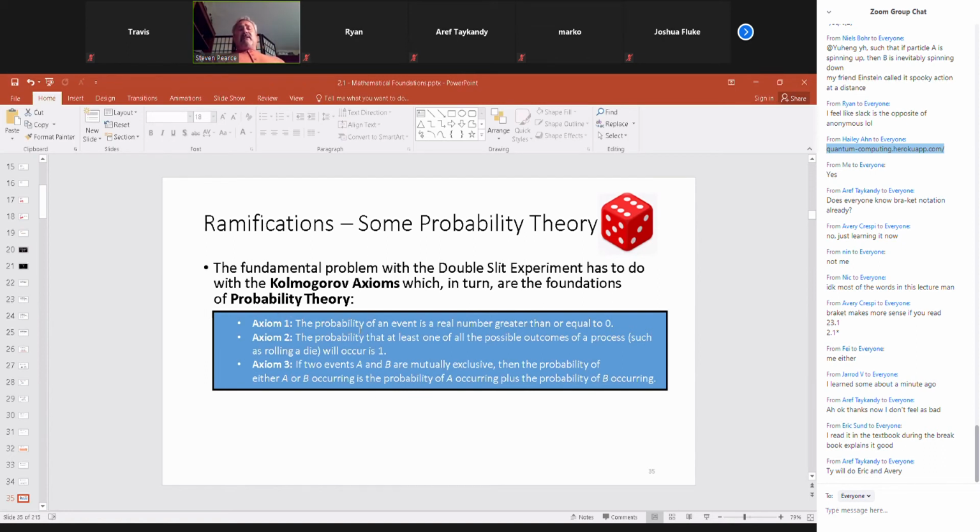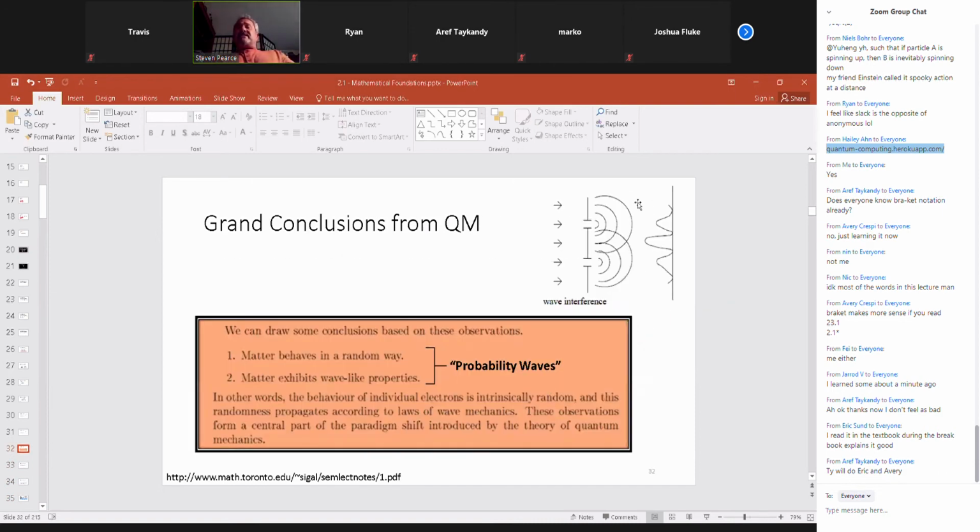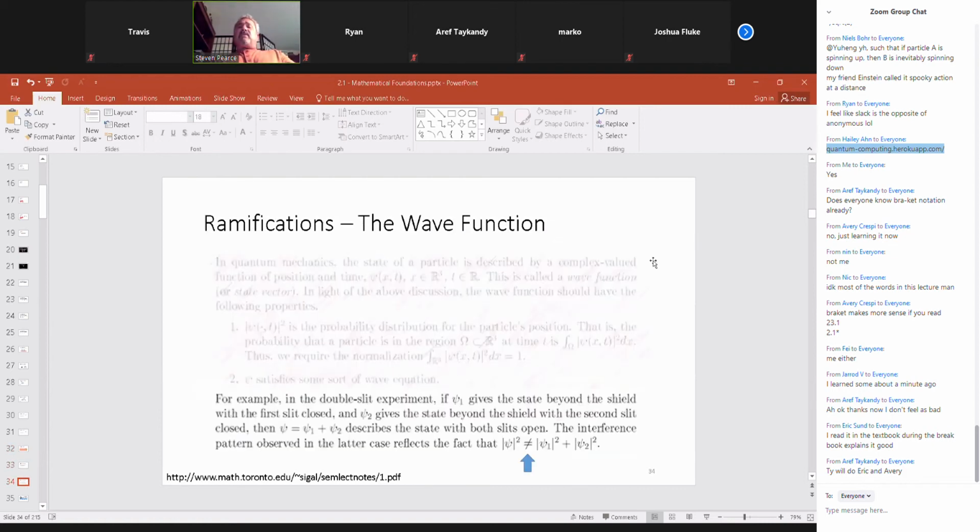And so what do we have here? The probability of an event is a real number greater than or equal to 0. The probability that at least one of all possible outcomes of a process, such as rolling a die, will occur is 1. Now, finally, this one. If two events A and B are mutually exclusive, then the probability of either A or B occurring is the probability of A occurring plus the probability of B occurring. That makes no sense. Don't you see? This is what we expect, but it doesn't happen. It's not equal to that, as we saw in the last PowerPoint.